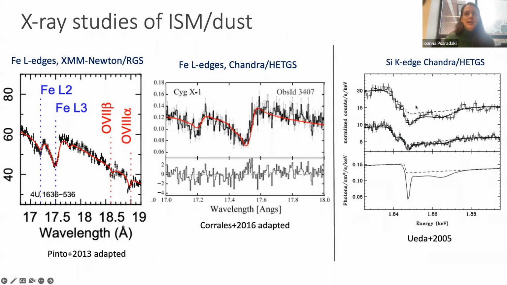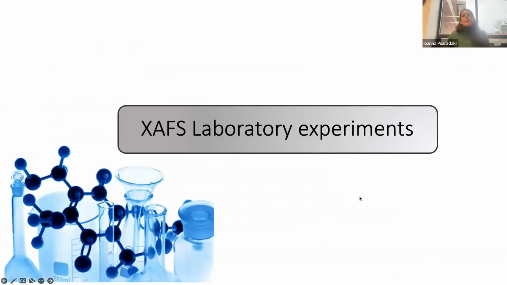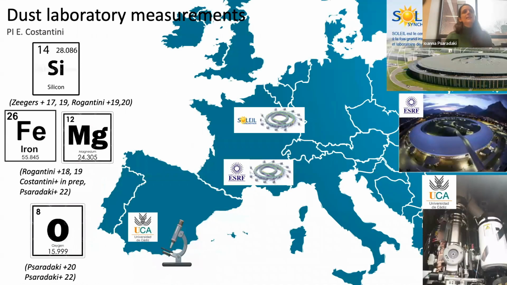And of course, there are some older studies that basically identified XAFS in the silicon K edge and also other elements such as magnesium, which I suggest you check. Now, in order to properly study the X-ray absorption fine structures, we need dust models. To do that, we need to go to the laboratory to obtain X-ray spectra of dust and then produce our models. I'm going to skip this.